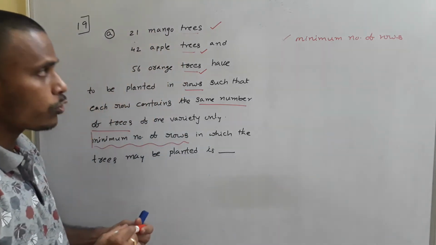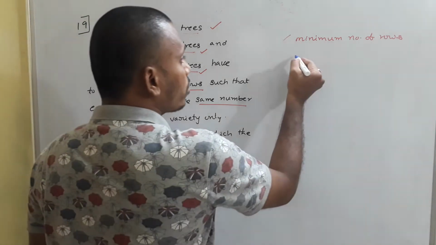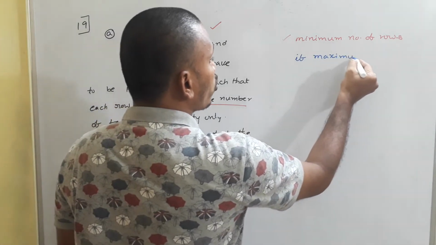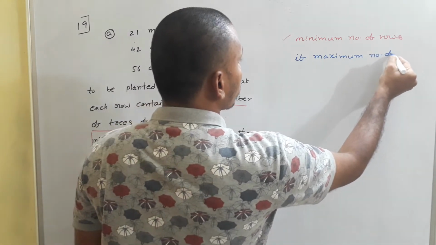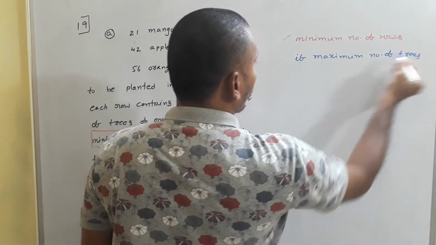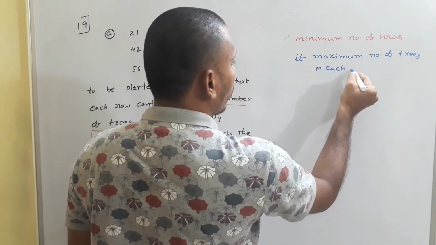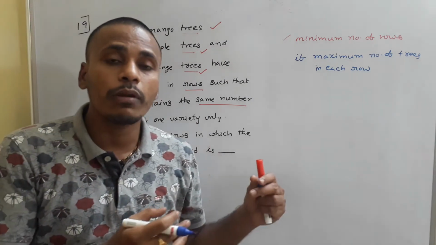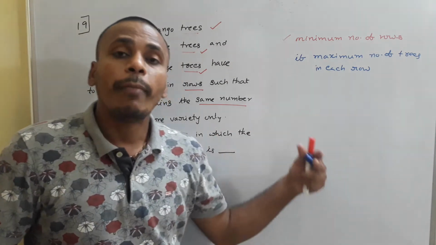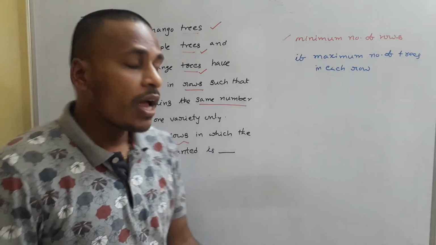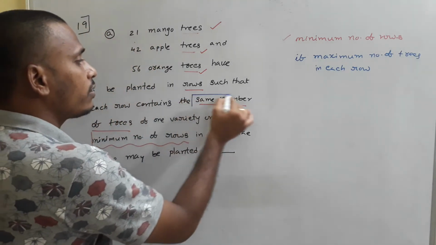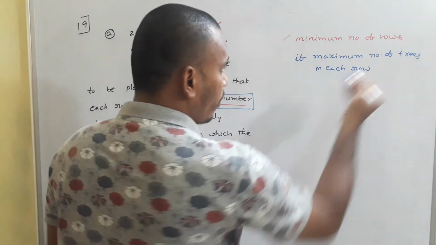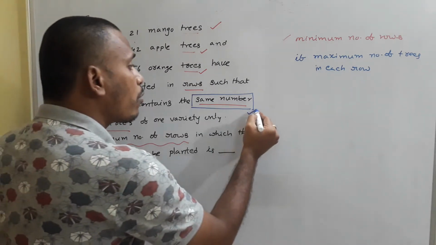See, minimum number of rows we need. Minimum number of rows is possible if there exists a maximum number of trees in each row. What I am going to explain is, if you need the minimum number of rows, you need to plant the maximum number of trees in each row. And the question also mentions that each row contains the same number of trees. So I need to find the maximum number of trees and I need to plant the same number of trees.